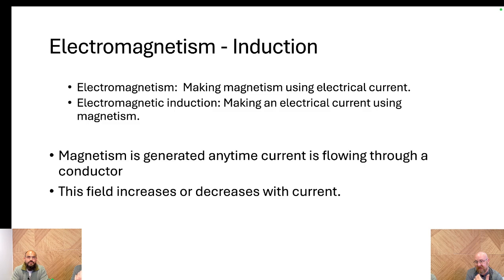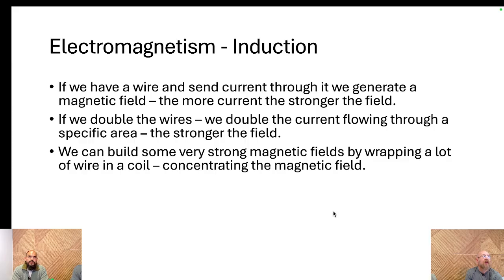But what it means is that, and we talked about this when we talked about induction already, magnetism is generated anytime current is flowing through a wire. And that field increases and decreases with current, long and short of it. If we have a wire and we send current through it, we generate a magnetic field. The more current, the stronger the field. Yeah, kind of like what we see with solenoids, right? Yeah, with solenoids.